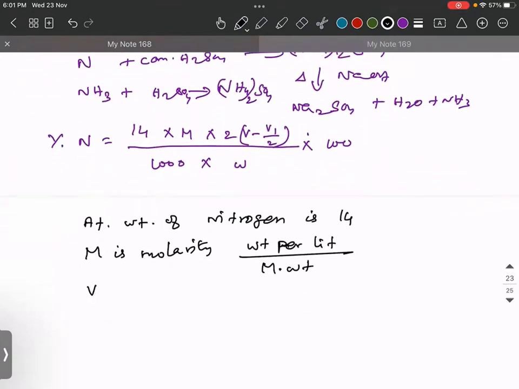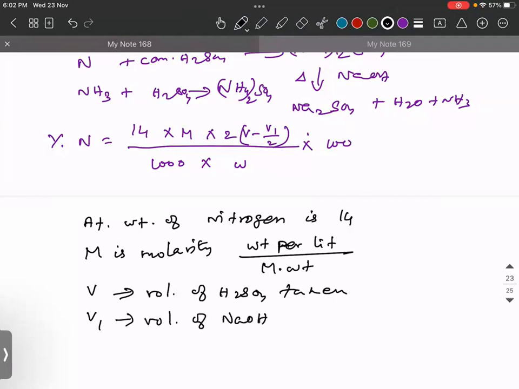V is the volume of H2SO4 taken. Some amount of H2SO4 is consumed, no? The remaining H2SO4 we have to titrate against the sodium hydroxide. So V1 is the volume of NaOH used for the titration of excess H2SO4.